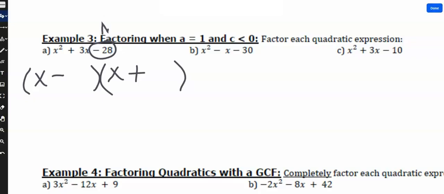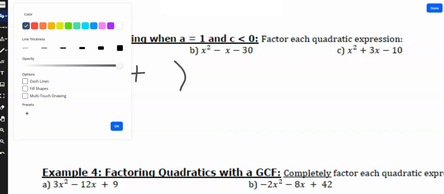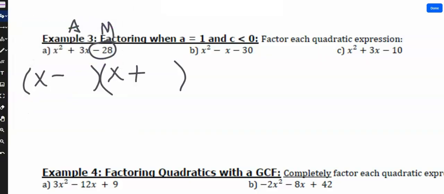So lots of times you'll see me write M there for multiply and in the middle A for add. Now truthfully, that only applies if the lowercase a value is a 1. So you got to be careful when I write that stuff down.